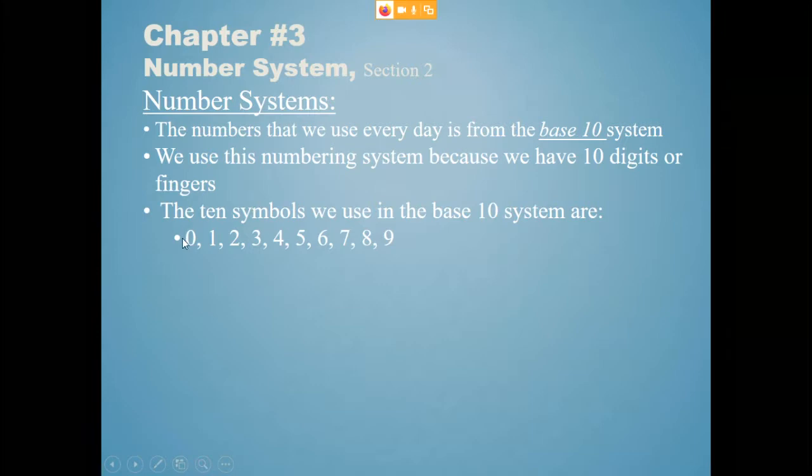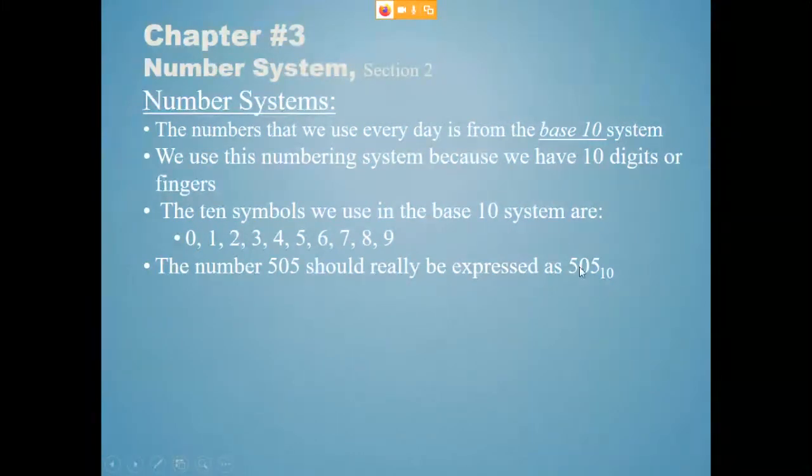So the 10 unique symbols are 0. We don't normally think of 0 as being one of those symbols, but it is, and it's actually maybe one of the most important ones. Okay? And so when we take something like the number 505, we could actually express that as 505 with a subscript of 10 to indicate that this is the decimal 505, as opposed to an octal or hexadecimal or some other base. Okay.